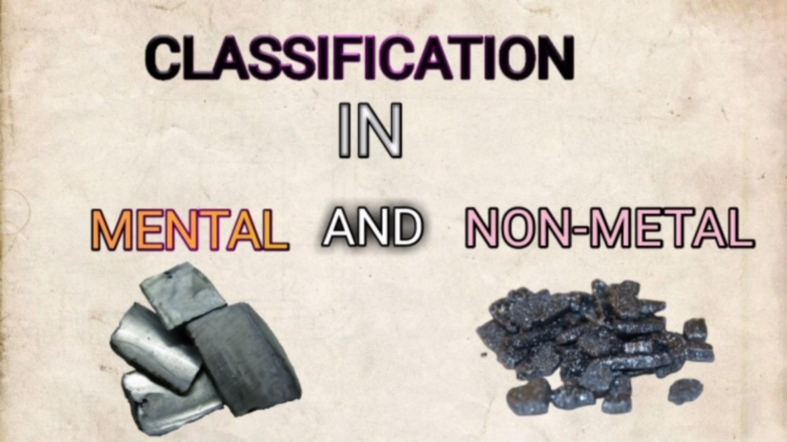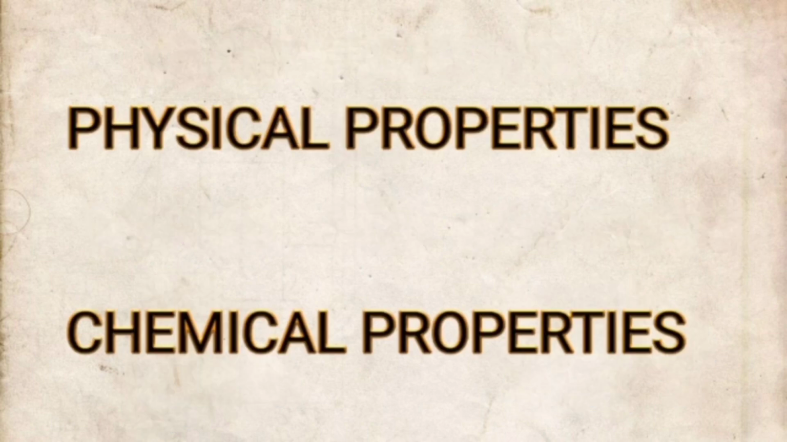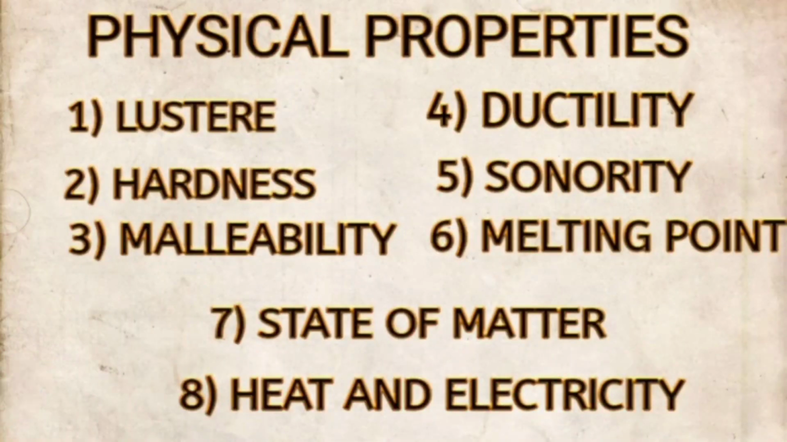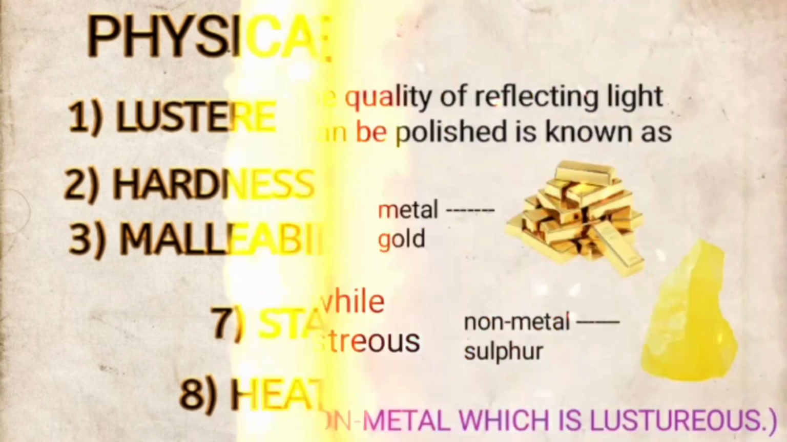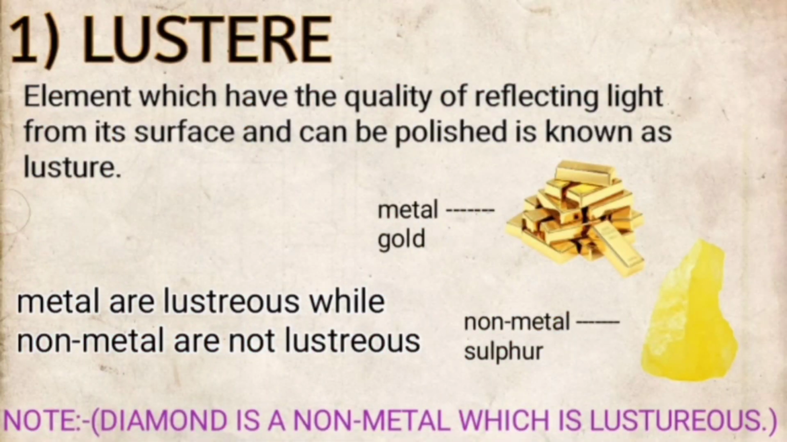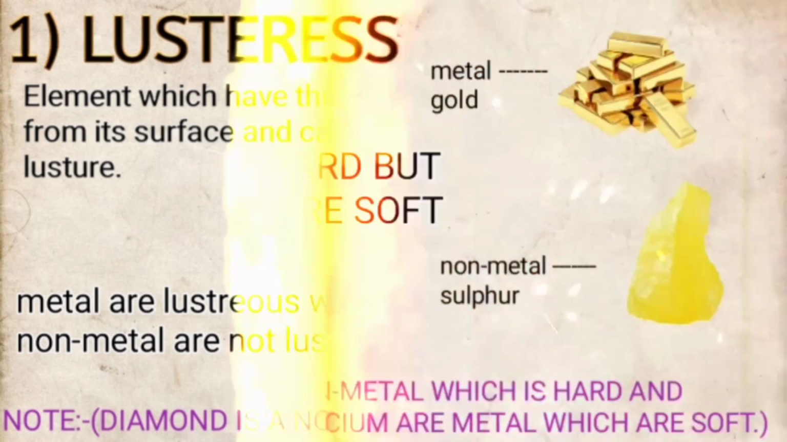Metal and non-metal can be classified in two ways, which are physical properties and chemical properties. The physical properties can be divided into 8 parts. The first part is luster. The quality of reflecting light from its surface and being polished is known as luster. Metals are lustrous while non-metals are not. For example, gold is lustrous but sulfur is not, but diamond is the only non-metal which is lustrous.